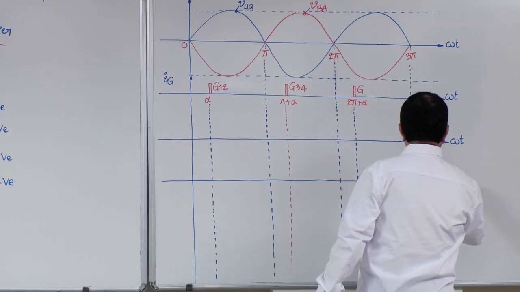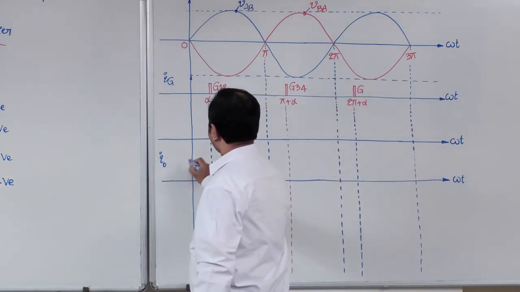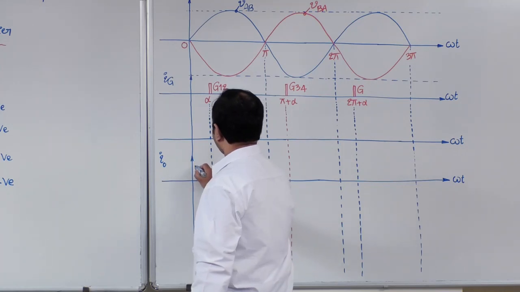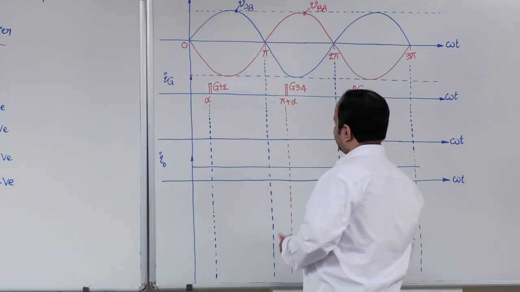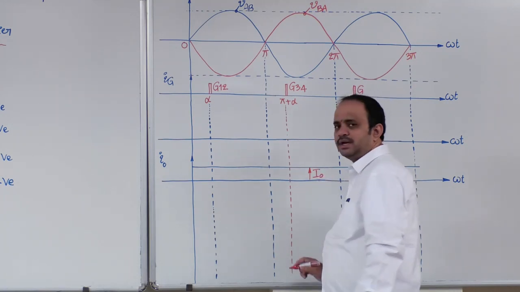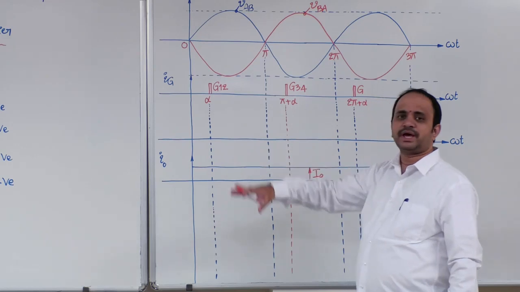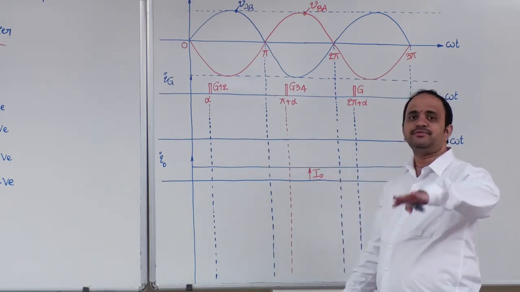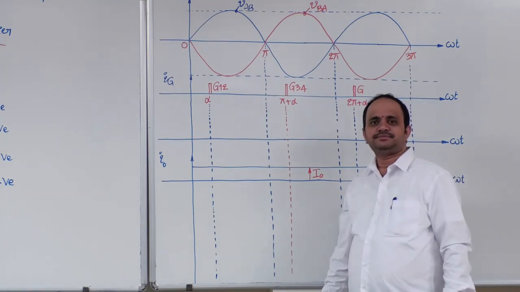Therefore, I can draw the I0 waveform first. I0 waveform is simply a constant horizontal line. What is the assumption for this? The load is assumed to be a heavy inductive load in such a way that the output current is ripple free. In other words, continuous conduction.